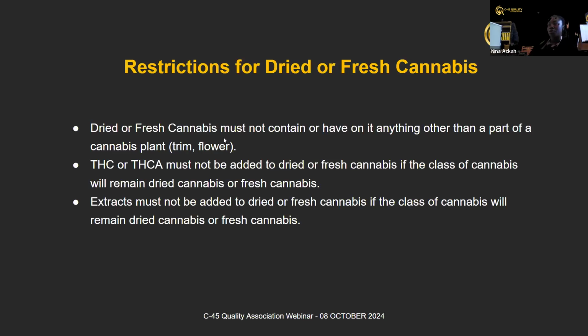For dried cannabis, it's also pretty straightforward. Dried cannabis is just that, dried cannabis. Health Canada does not expect us to add anything to dried cannabis and still term that product as dried cannabis. Dried cannabis must not have THCA, must not have extract, must not have other ingredients, etc., unless we are going to change the classification of the final product. But if it remains dried cannabis, it must have only dried cannabis, nothing else.